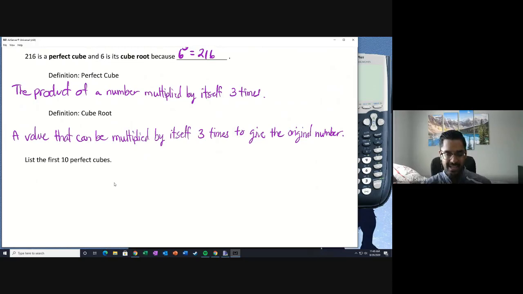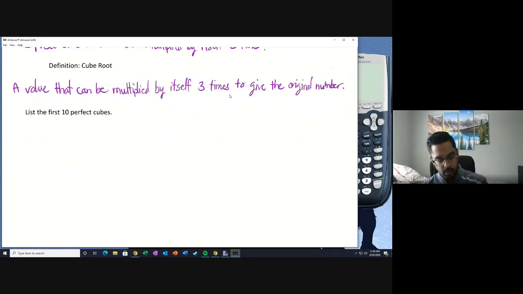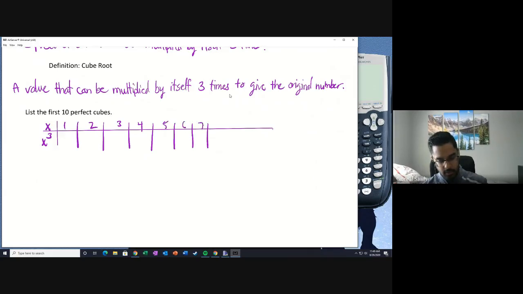Also, the reason why we only go to 10, the numbers get really large really fast. And you can imagine this because you're multiplying that number by an extra time. Remember, a perfect cube is 3 times. The numbers are going to grow really, really quickly. So we'll do the same thing that we did before, just in a chart. Okay, original, and then cube. Okay, so 1, 2, 3, 4, 5, 6, 7, 8, 9, 10.